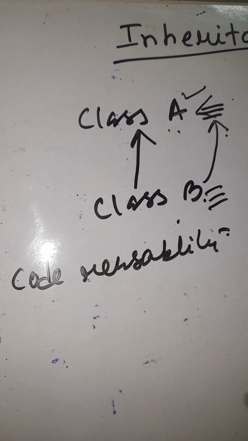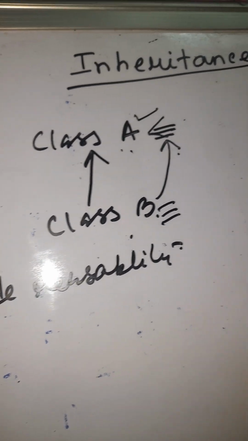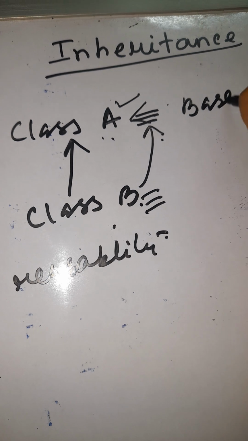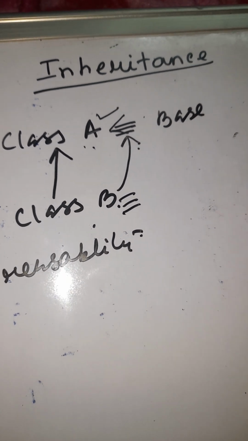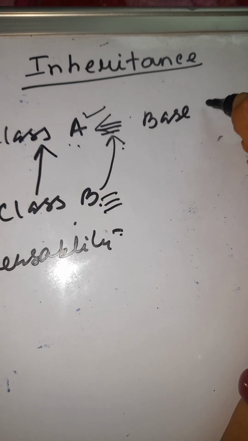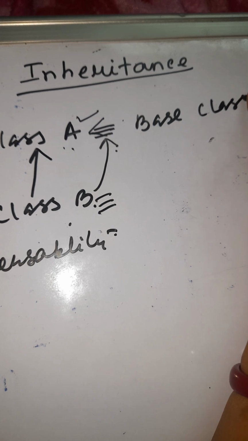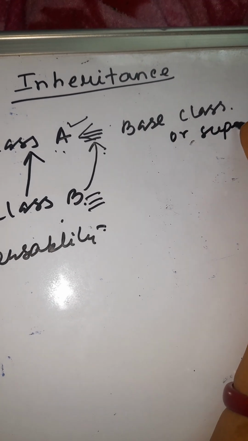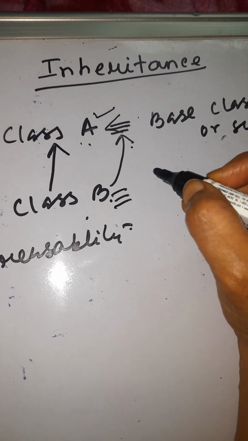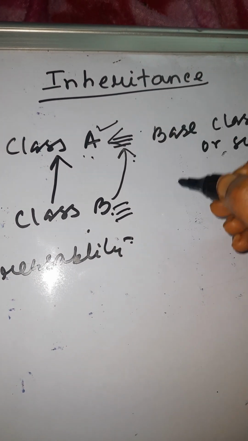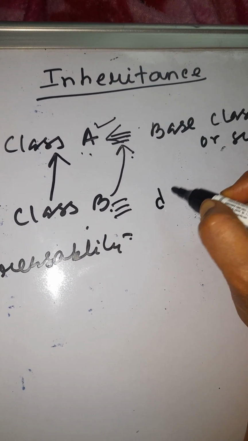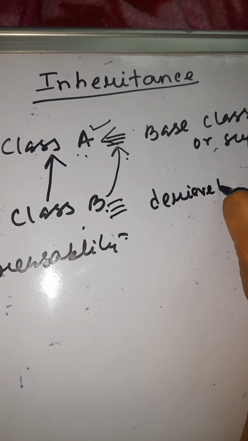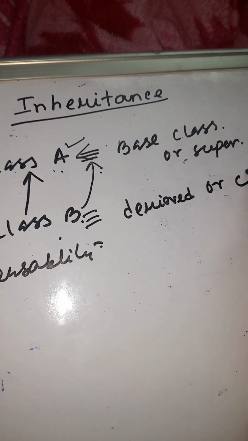Okay, now how can you do this? This class A will be your base class, where you have written the common part of your program. That one is also known as the base class or super class. And this class B, which will inherit the properties of class A, is known as the derived class or child class.